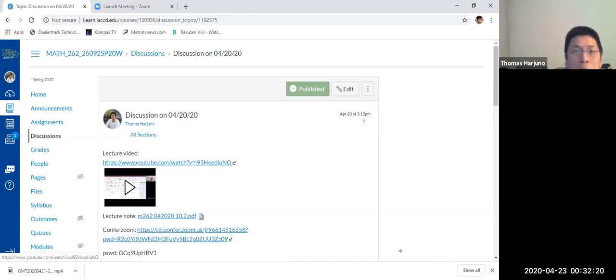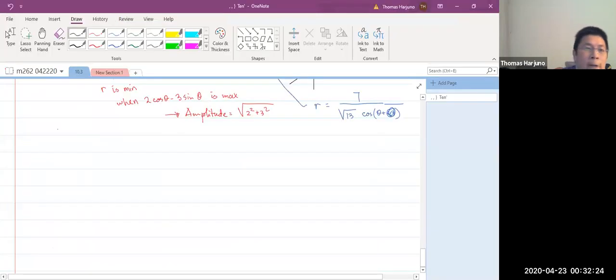Now let's go back to our notes. The second type of polar curve that we need to learn is r equals a cosine theta. Let's say, for example, r equals 6 cosine theta.